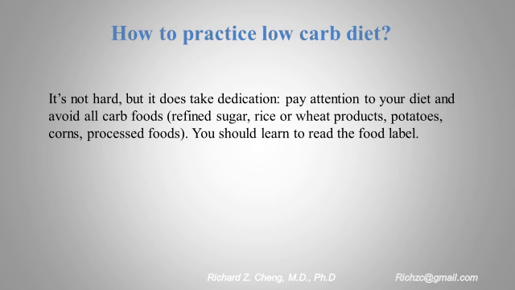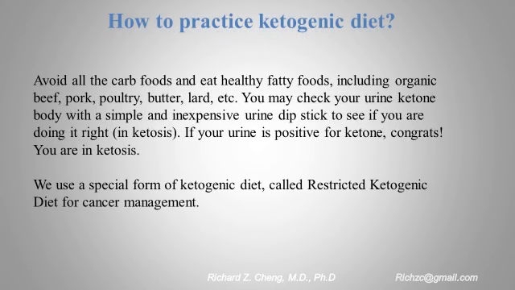So you need to learn some nutrition knowledge. You need to learn how to read the label. That's pretty simple. It's not that hard. Now, the ketogenic diet is a little more advanced. As I explained in the previous slide, keto means ketone bodies, and genic means producing. So in a way, it's very simple. It's a ketone body producing diet. And as I already mentioned, when you produce ketone bodies in the blood, they will go into the urine.